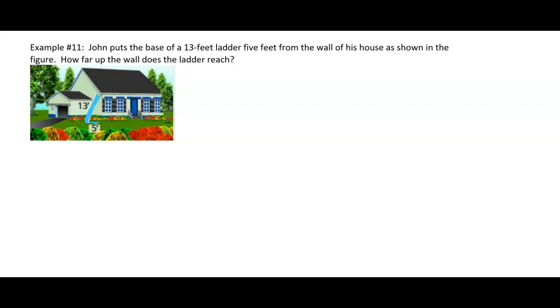So it's 5 feet away from the house, and we're trying to find this distance then right here. It's a little awkward in the picture. So I'll draw the triangle for you here. It's 5 feet away from the house, the base of the ladder, and the ladder is 13 feet. So it looks like that. And what we're trying to figure out then is this distance here. So this is a right angle. So it's a right triangle, and we're going to be able to use the Pythagorean theorem.